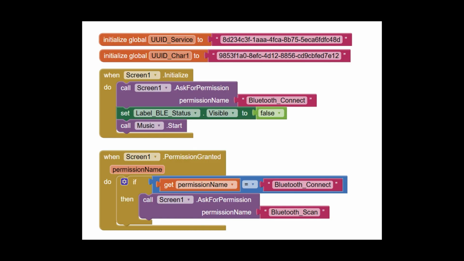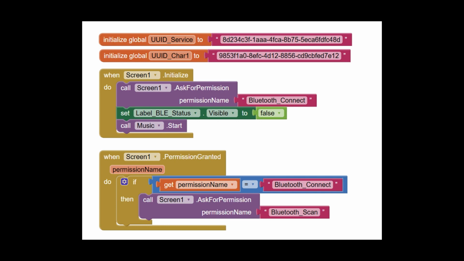Moving on to the code, we have the service UUID, which is what the ESP32 is gonna use to connect to our app. We also initialize the screen and ask for permission from the user to connect to Bluetooth. Once the permission is granted, we connect our phone to the ESP32.